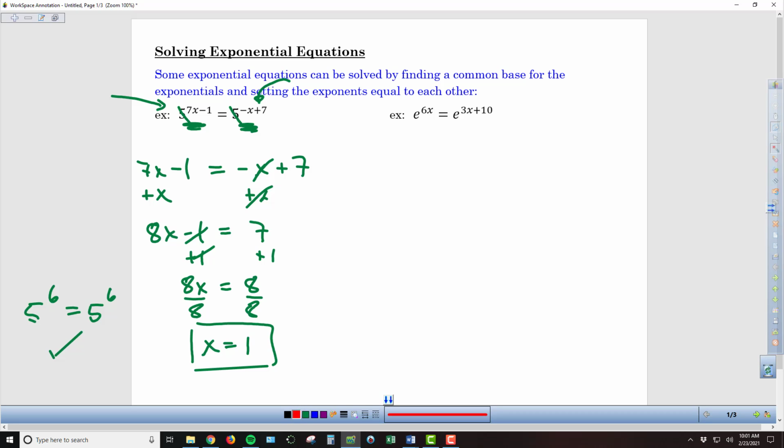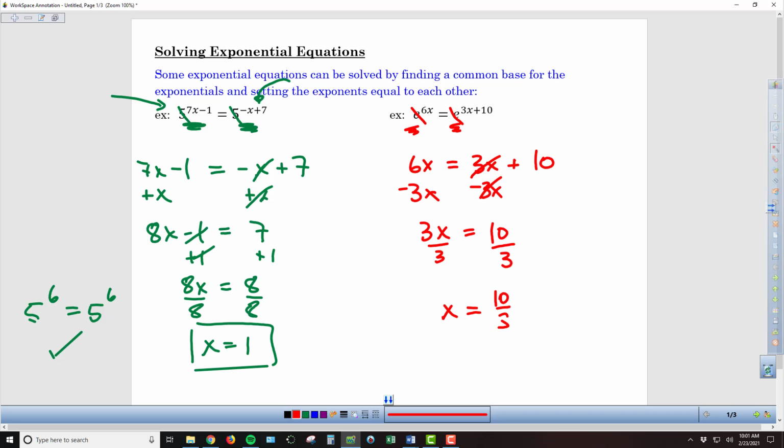For the second example, again, the base is the same on both sides. It's e to the 6x on the left, it's e to the 3x plus 10 on the right. So in this circumstance, we can just forget about the e's and set those exponents equal to each other. So we've got 6x on the left, 3x plus 10 on the right. So this time we'll just subtract 3x from both sides. So we get 3x equals 10. And so then our last step is to divide both sides by 3. So we get x equals 10/3.